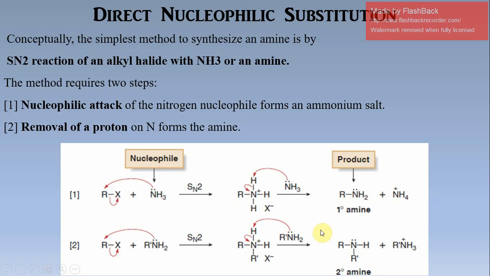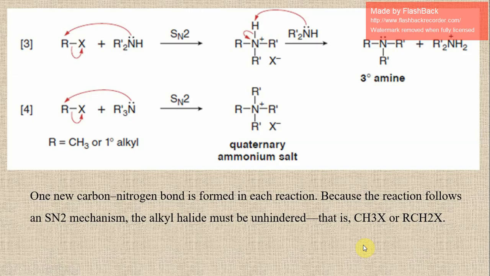The reaction does not stop here. The primary amine once again behaves as nucleophile. Of course, it's still a better nucleophile than ammonia. It attacks another molecule of alkyl halide, and we end with an ammonium salt, and after deprotonation we end with a secondary amine. And this secondary amine can once again react with another alkyl halide to give a tertiary amine, and this tertiary amine can react once again with another alkyl halide to give a quaternary ammonium salt.